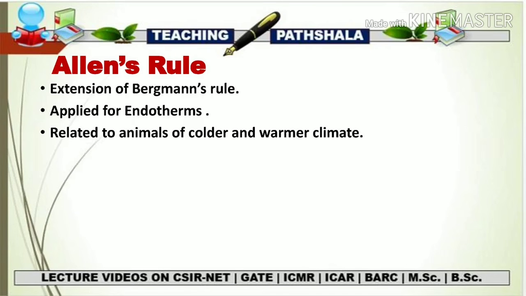The second most important point is that it is also applied to endotherms. That means the animals which are capable of producing heat with their metabolic activity, and finally use that heat to maintain their body temperature. Indirectly we are talking about homeotherms, that is, warm blooded animals. So Allen's rule is only applied to endotherms, and it is an extension of Bergmann's rule. The next similarity with Bergmann's rule is that it is also related to animals of colder climate as well as warmer climate.